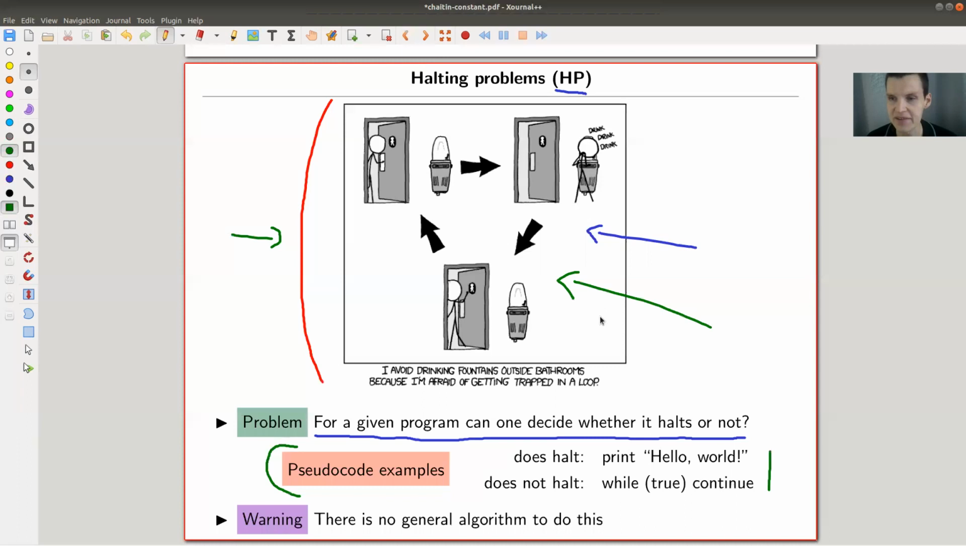So the halting problem, not halting problems. It's kind of saying that there is no general algorithm to decide this. But this is not what I'm going to address today. I would rather ask, given a specific program, a reasonable one, can you actually check whether that holds or not?